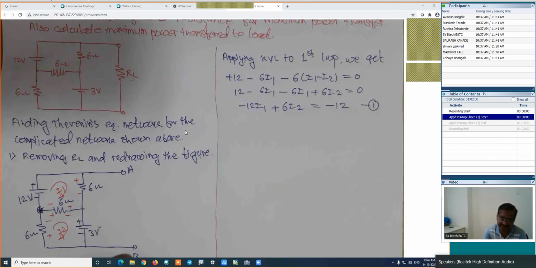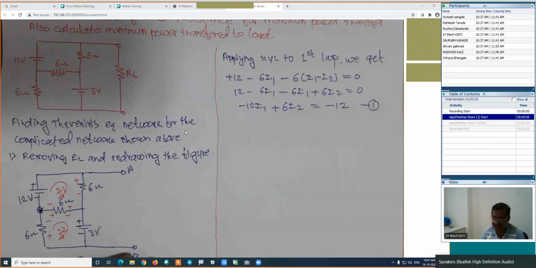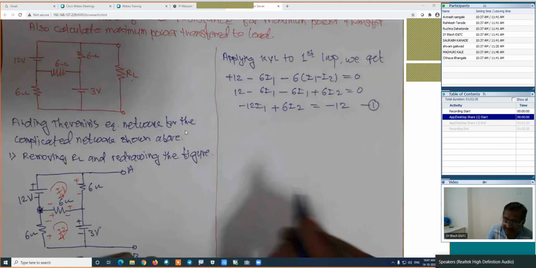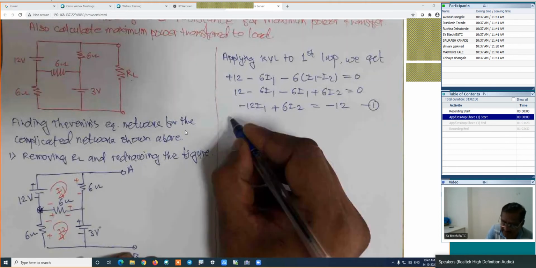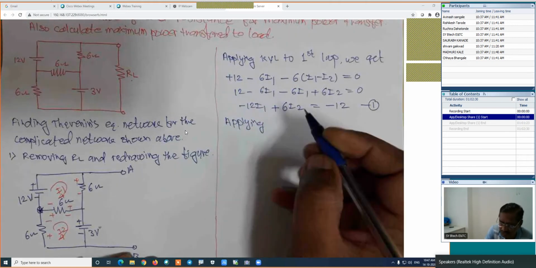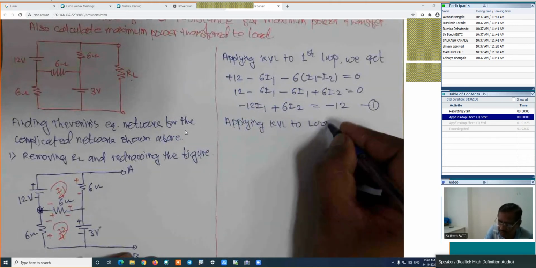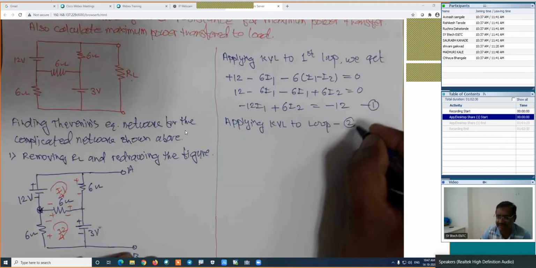Because we are interested in the calculation of current in this branch, because we are interested in VTH. Similarly, we will apply KVL to loop 2. I will write the same here. Applying KVL to loop 2. We will apply the KVL to the second loop.